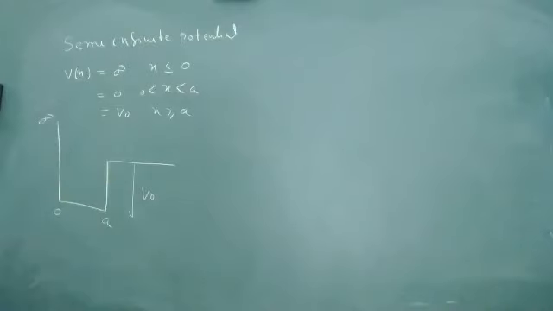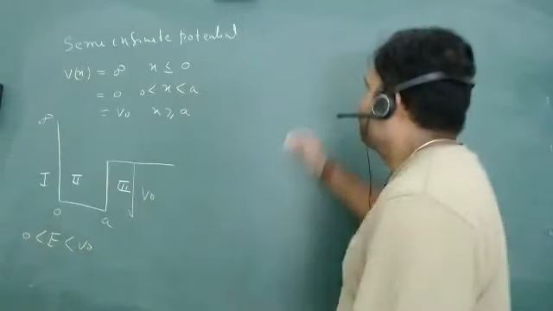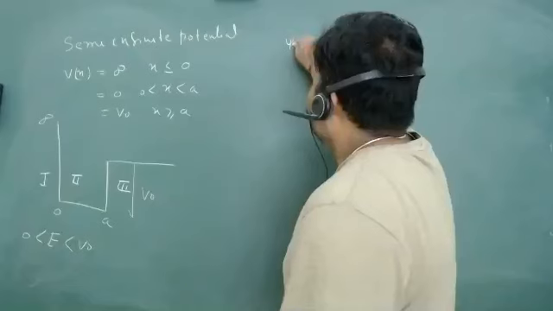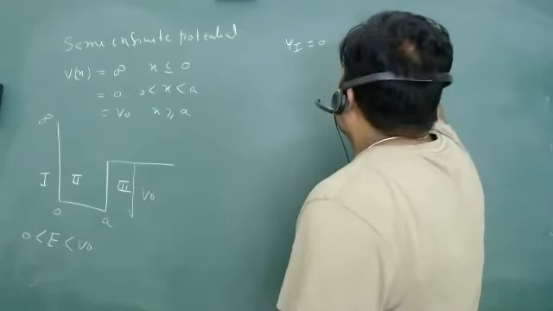Okay. So we have to solve for the bound state. Bound state means energy is between 0 and V naught, so the particle is bounded in this potential. So let's try to figure out how we will do it. What we have to solve? We have to solve the three wave functions. Can anybody tell me what will be psi 1? 0. X is less than 0.